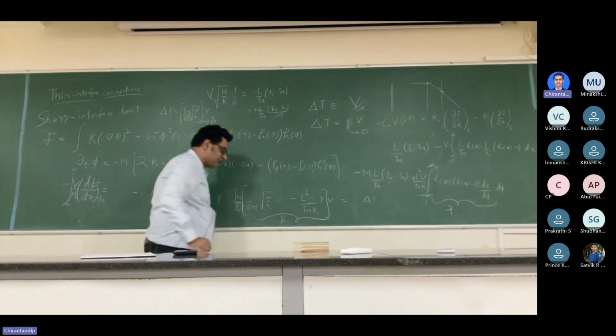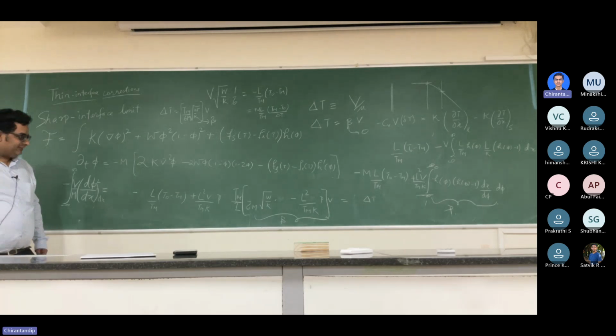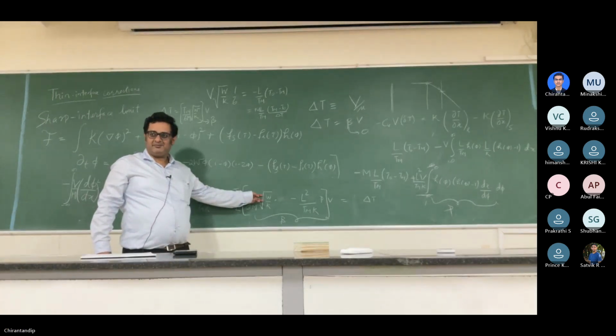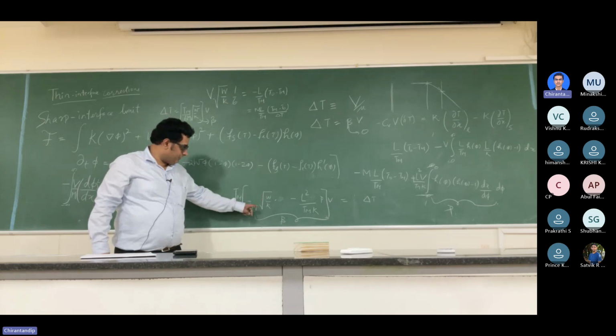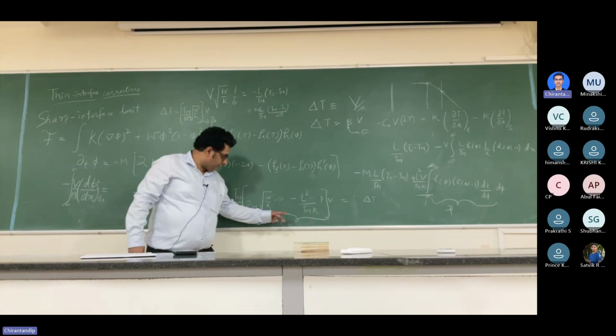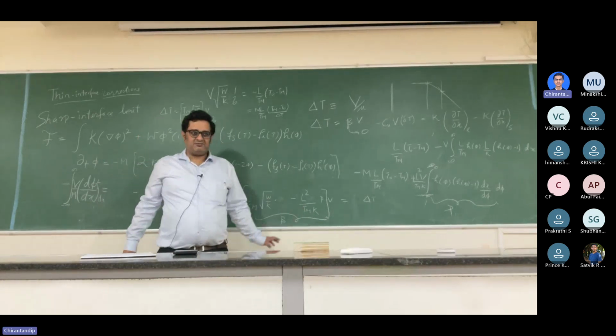So effectively, this is your beta. And this beta, remember, this is the interface width. So you can choose your interface width because this is the integral that you can evaluate. You can choose your interface width in a way that this term becomes 0.